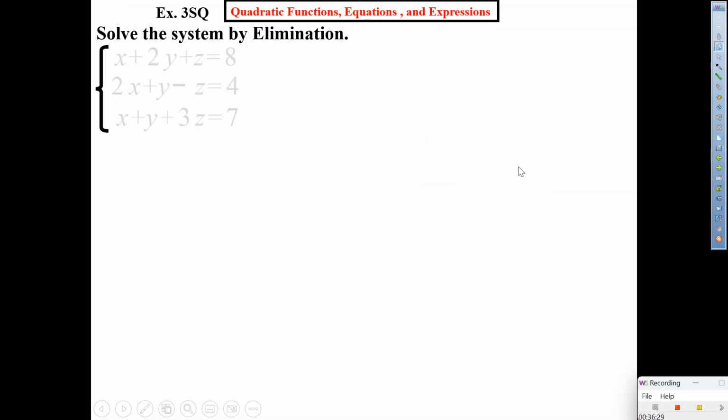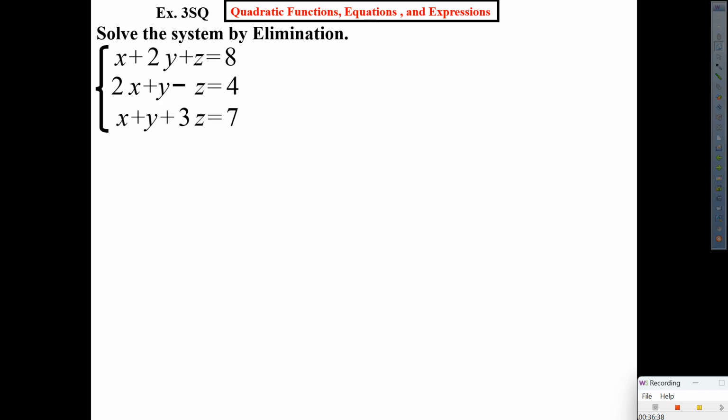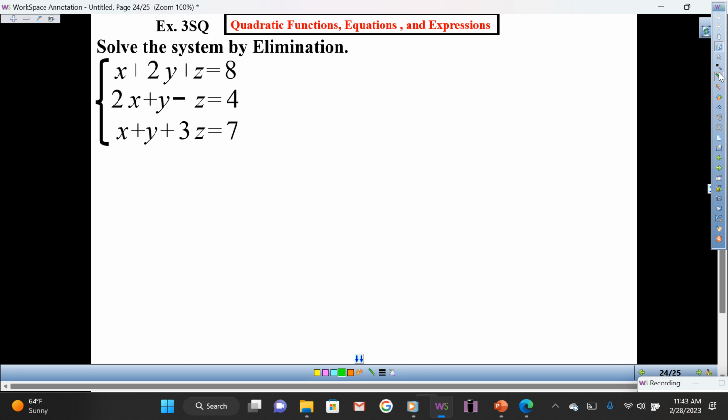Example 3 super Q. We got x plus 2y plus z equals 8, 2x plus y minus z equals 4, and x plus y plus 3z equals 7. So let me go one step at a time.